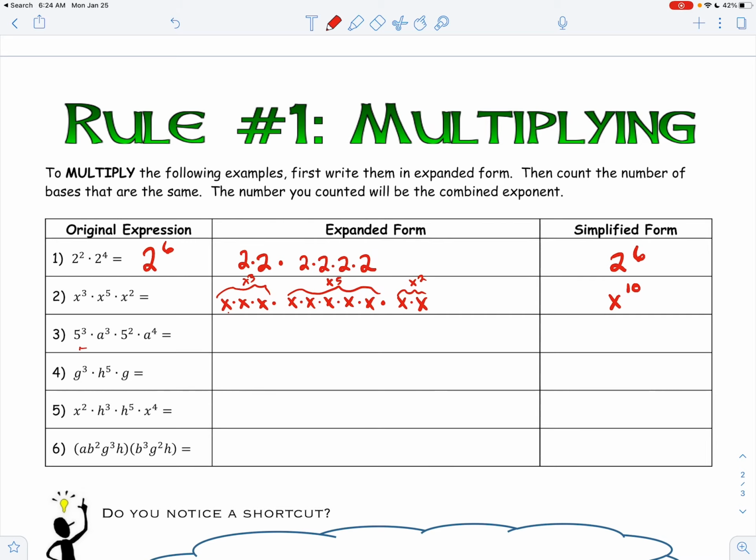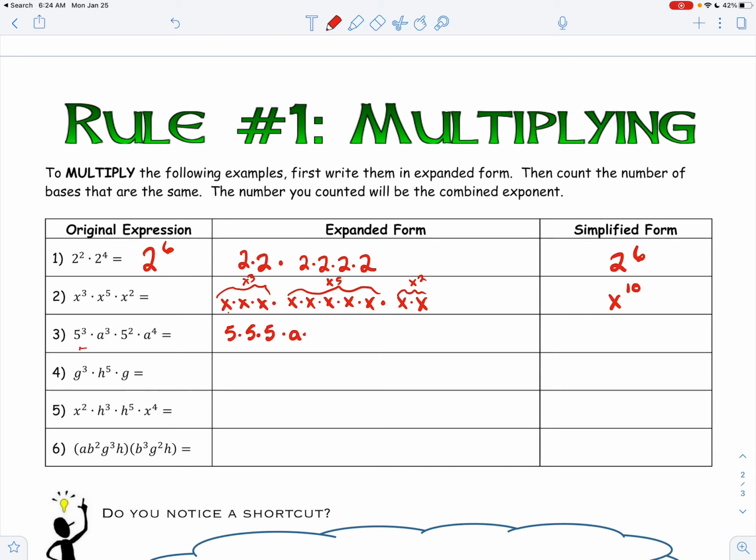All right, and we can do that in the next example as well. But notice here that we have more than one base. We have 5 cubed, a cubed, 5 squared, a to the 4th. Okay, so this will be a little bit different.